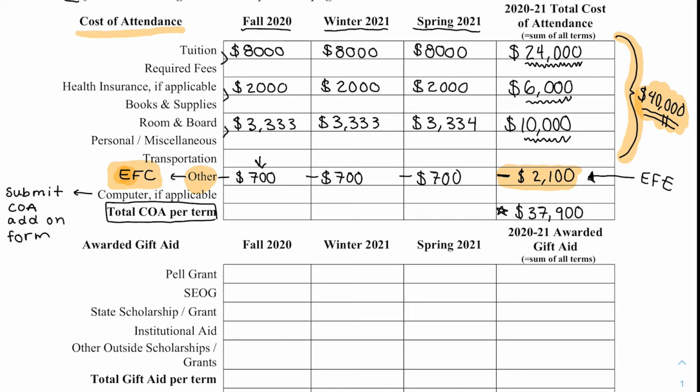So if we have this whole thing filled out, we should have in the right-hand corner the first 7 boxes should add up to your cost of attendance. Then you should have a negative number in the amount of your expected family contribution, which should subtract down to $37,900. And you may ask, computer, if applicable, should I put that in? If you went through the time to fill out your cost of attendance add-on form, then you can put that here. But that's a whole other thing. I'm not going to deal with it. I'm just going to say we don't need a computer this year.